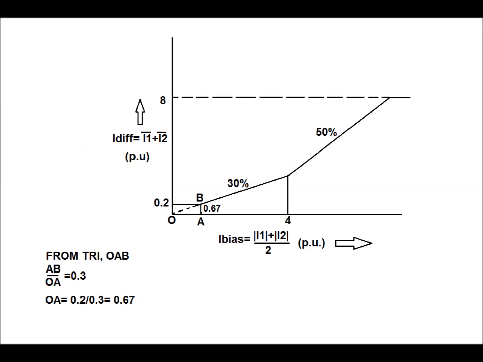Now from the triangle OAB, we can determine the value of A, that is the boundary of the initial setting of 0.2 of the differential relay. The slope is 30%, and the same slope meets the origin O. Then we can get AB by OA equal to 0.3, that is, OA equals 0.2 divided by 0.3, which is equal to 0.67. That is, in the region 0 to 0.67 for bias current, the differential current must be greater than 0.2 per unit for the relay to send a trip signal.